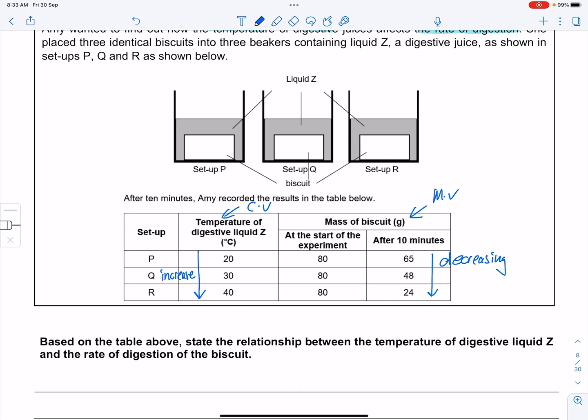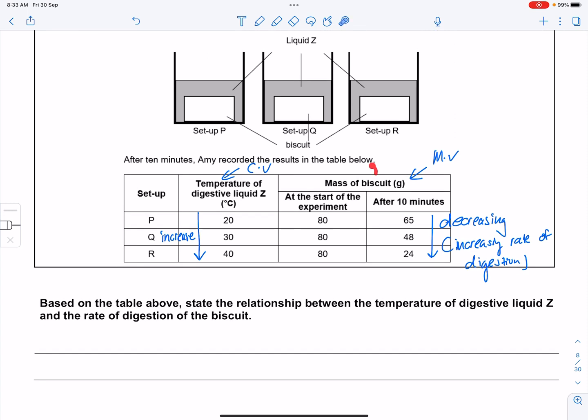So when it's decreasing, because it's a proxy, what does it actually mean this time? Alright? It actually means that it's an increasing rate of digestion. So you will need to do a bit of information processing at this point. You cannot just straight away say mass of biscuit.